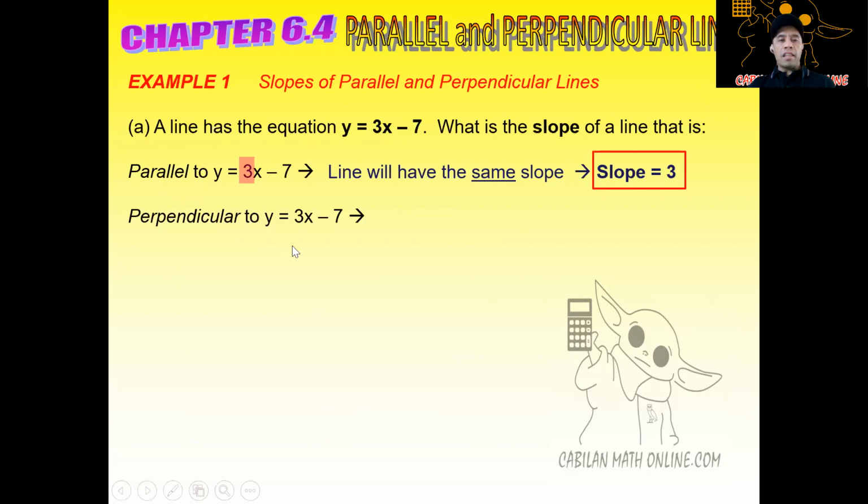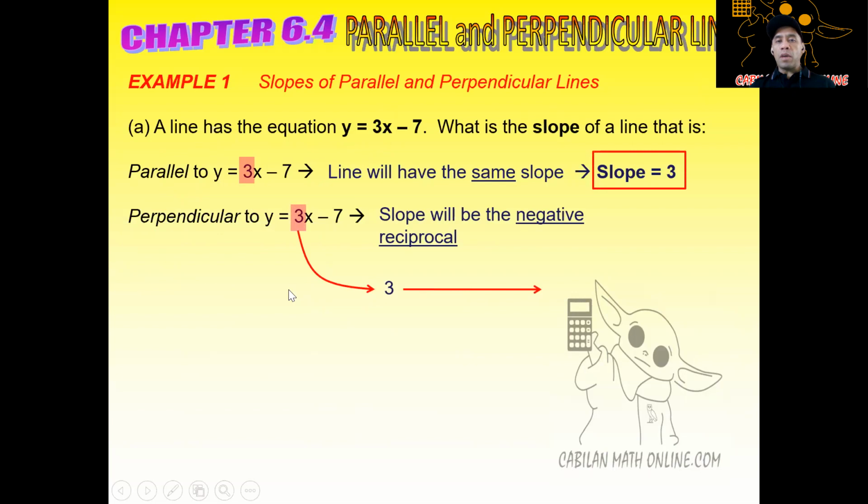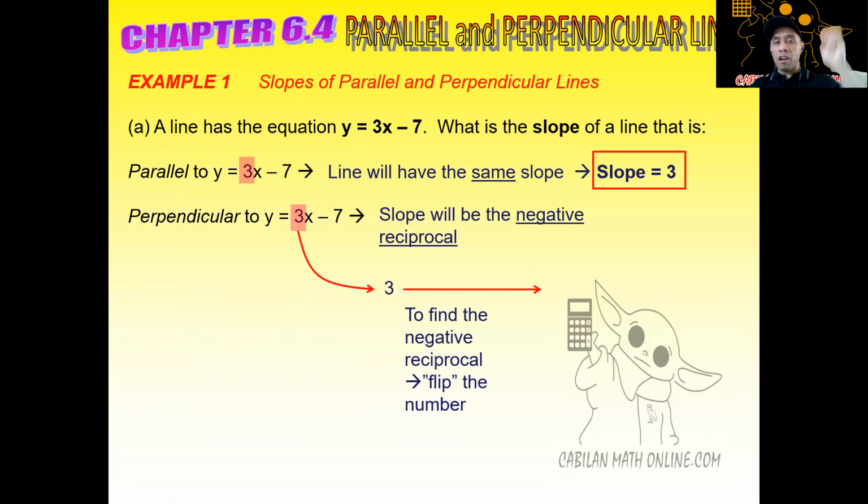All right, now for a line that is perpendicular, the slope must be a negative reciprocal. So if we have a slope of 3, we have to take that 3 and find the negative reciprocal of that. And remember, the way we do that is to flip the number, or swap the numerator and denominator, and then change the sign. So for example, when you take 3 and you switch the numerator and denominator, you'll get a fraction of 1 over 3. That would be step number 1. And in step number 2, you would change the sign to make it a negative 1 over 3.